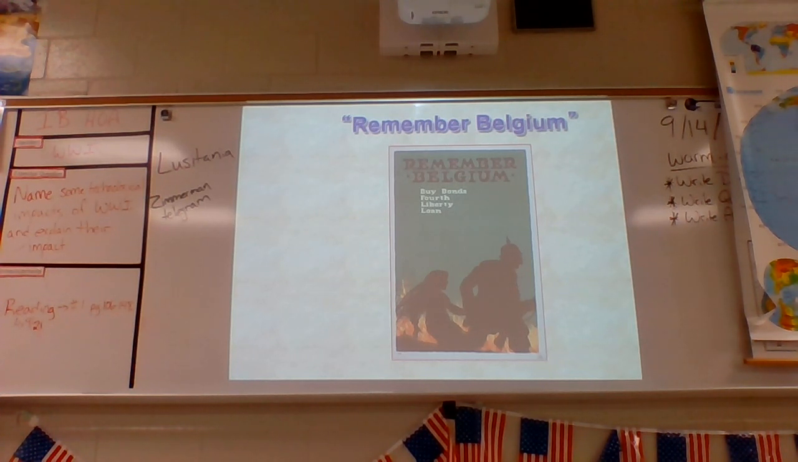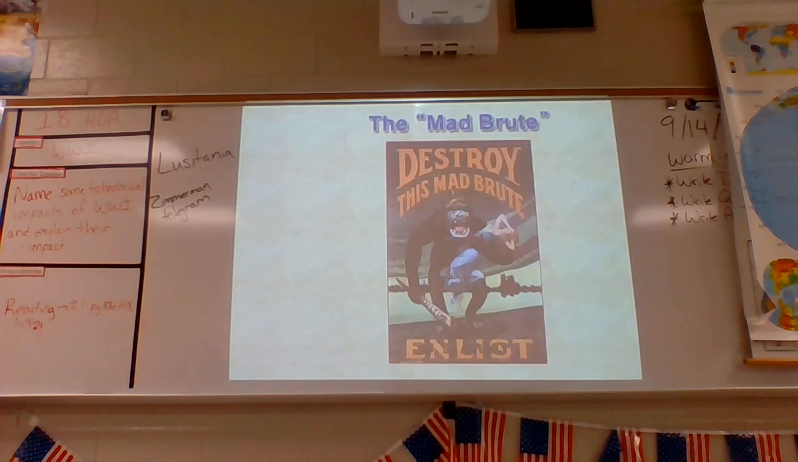So civilians. So you see the guy on the right. You see the little point on his helmet. That was kind of notable for Germany during this time. The little points on their helmets. And so the figure on the left is clearly probably a female, or it's made to look like a female. Destroy this mad brute. You see this when you look up a lot of World War II propaganda.